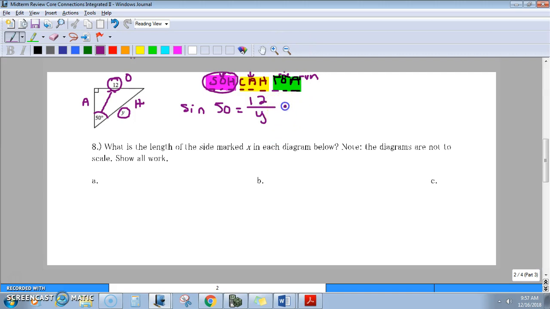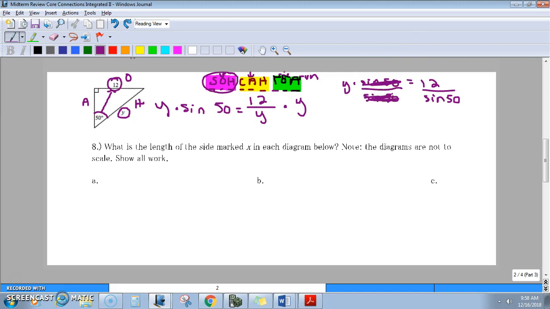In this case, I'm going to multiply both sides by y to get rid of the denominator. So now I have y times the sine of 50 is equal to 12. Now to get y by itself, I'm going to divide both sides by the sine of 50. You could find out if that's a number first, but I don't like to do that, because if you put sine of 50 into the calculator last, you don't have to remember any numbers, right?